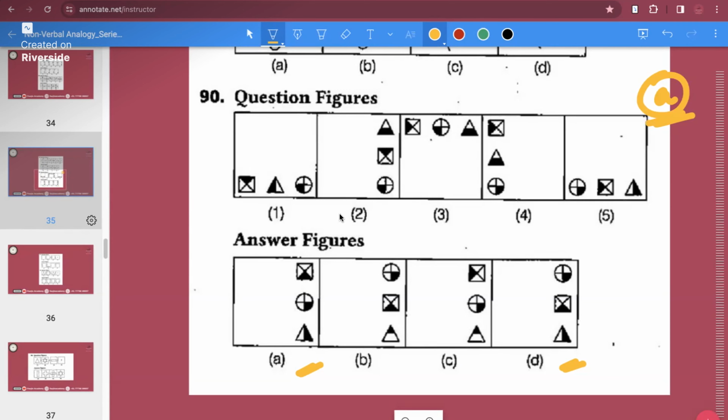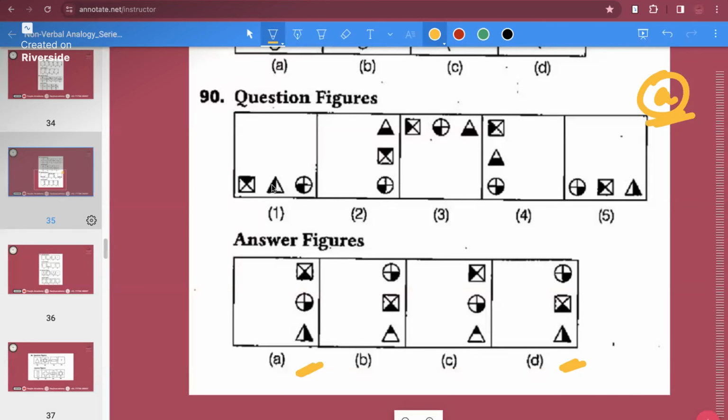Yes. Sir, I think option C may be the answer, sir. Option C looks a little dicey. We can say option C as well as your answer. Okay. Sir, my approach is that in the first, the triangle alone changes its shaded position, and next the square alone changes its shaded part, and next the circle alone changes its shaded part, and the series repeats. So next the triangle alone should change its shaded part, sir.